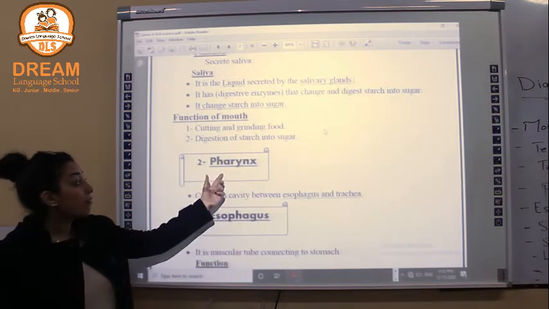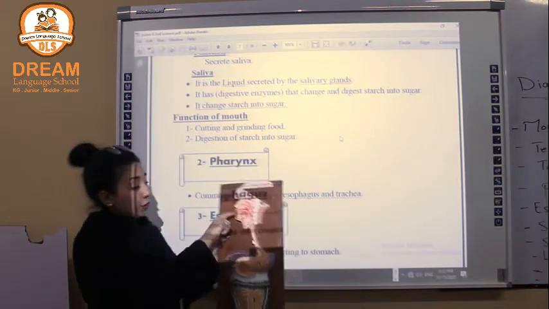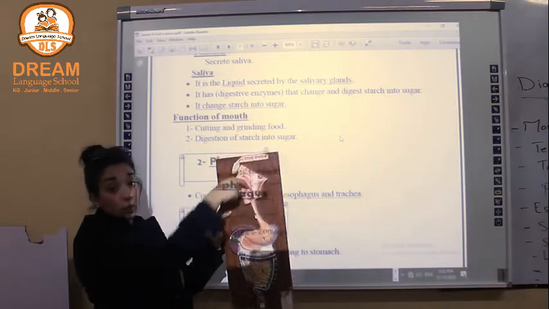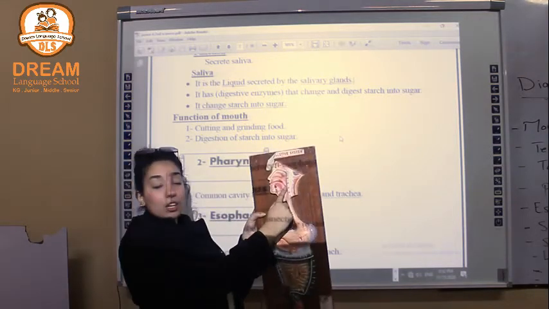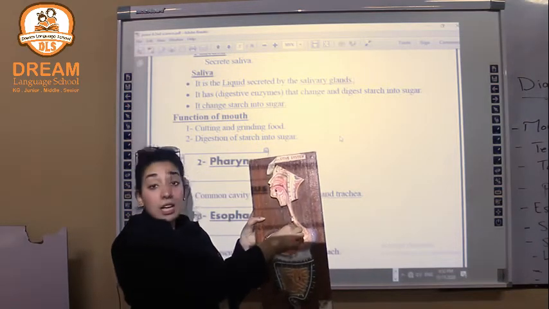Let's go to the pharynx. After the food finishes its journey inside the mouth, it will go to the pharynx. I told you that the pharynx is a common cavity that lets me go through the trachea or to the esophagus.